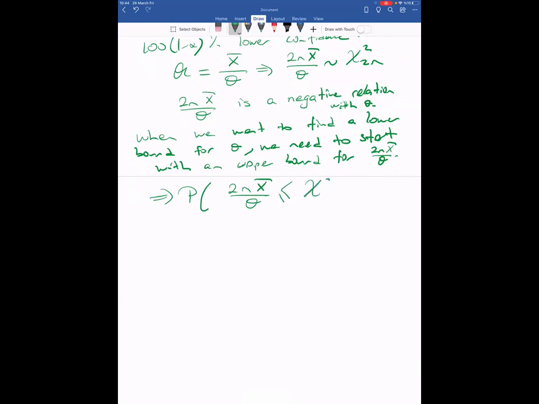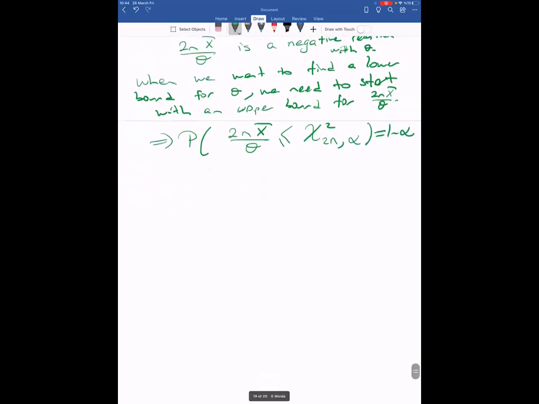So we have to consider chi-square 2n. Right now, the upper bound is alpha, not alpha over 2, because we don't have a lower bound here, just one bound. So this equals 1 minus alpha. Otherwise, this would be 1 minus alpha over 2, so be careful about that. When we write this alone, we will have 2n x bar over chi-square. As you can see immediately, we get the lower bound for theta, not an upper bound. If you write it the other way around, we will get the upper bound for theta. So again, this is a random interval.